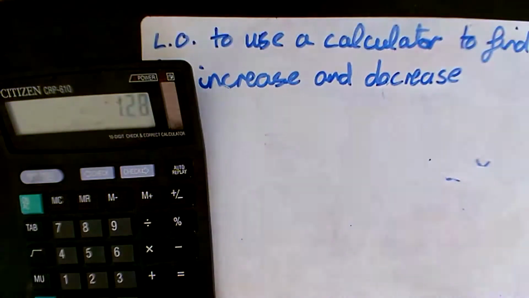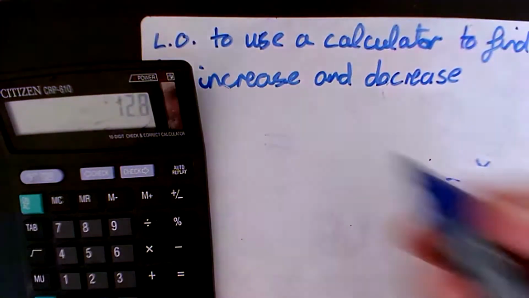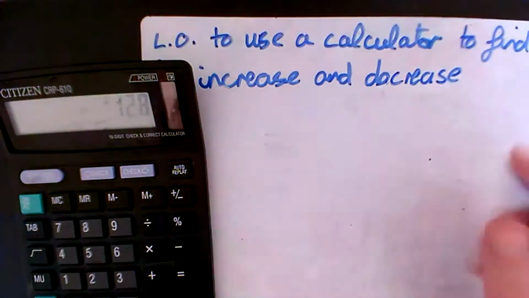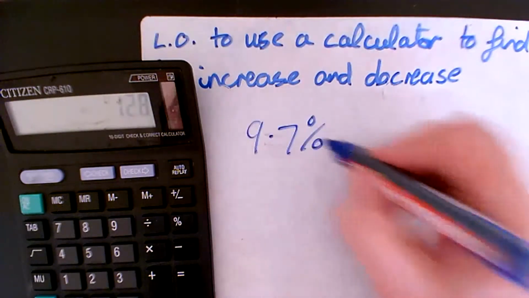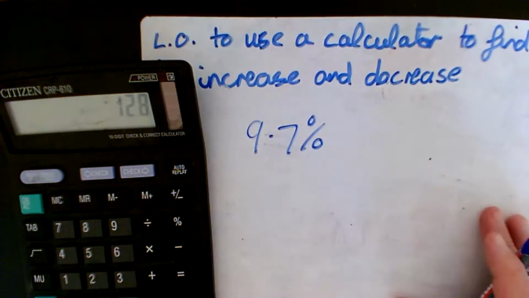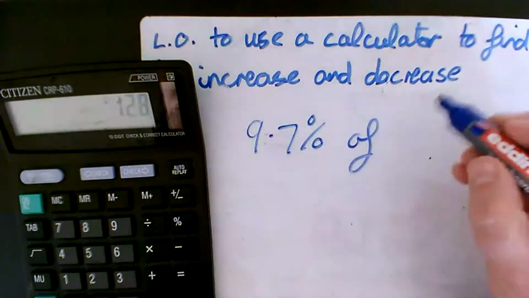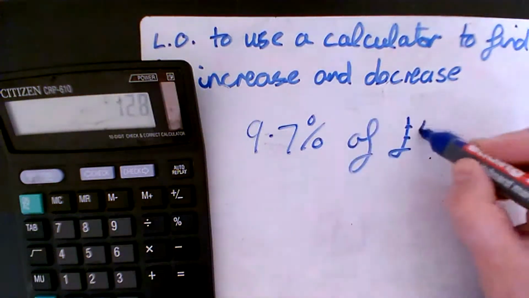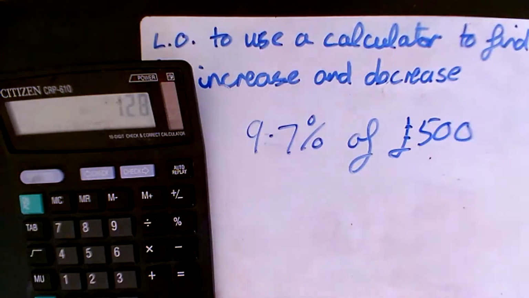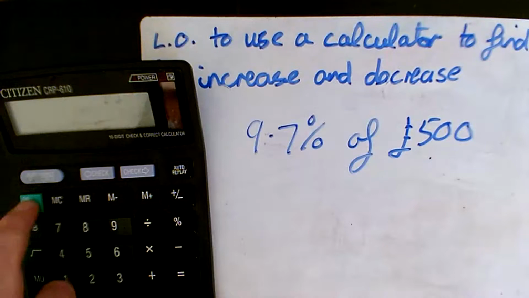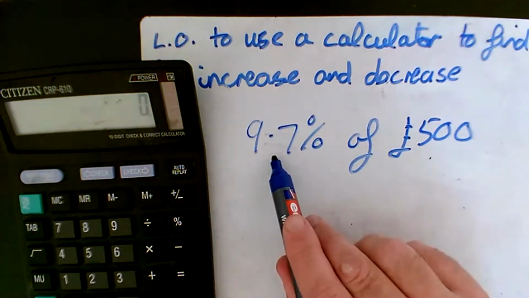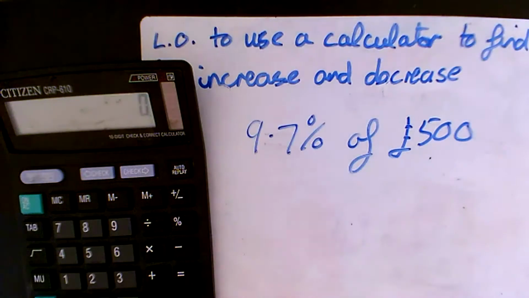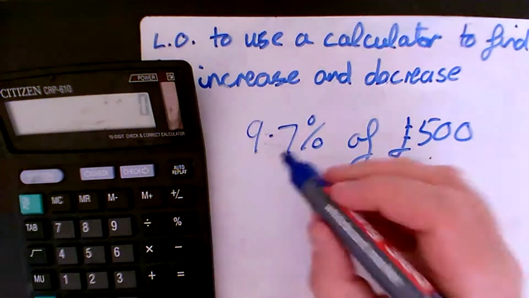Right, let's try another one. The sort of thing you might get is, for example, if somebody has a loan, they have to pay 9.7% back of £500. From there we can work out how much they have to pay back on top of the £500. Again, we find our multiplier. We do this by turning our percentage into a decimal. If you want to write that down, write it down. Turn the percentage into a decimal.